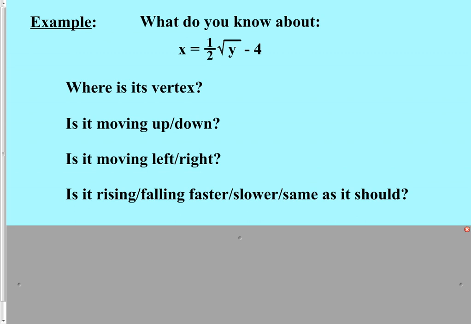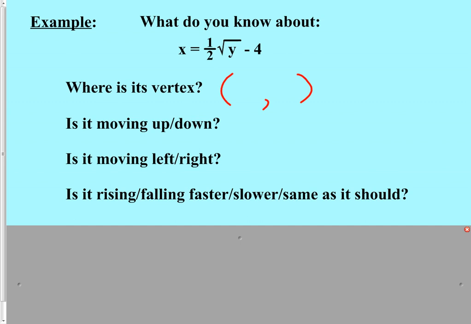Okay, so where is the vertex for this square root function? Now, obviously, we're looking for h and k, but one very important piece of information that you better have noticed is that the variables have been reversed. We are looking at an inverse of the square root function. It no longer says y equals something to do with x. It now says x equals something to do with y. So it's going in the opposite direction, vertically rather than horizontally.